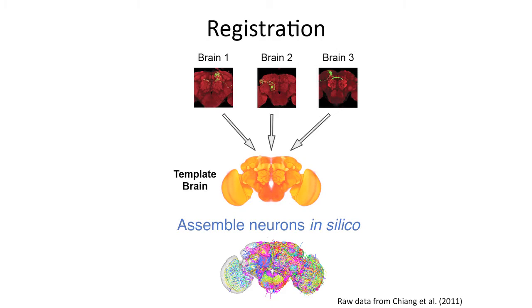NBLAST works by comparing pairs of neurons based on their position in the brain and their morphology. In order to validate the algorithm, we use the fly circuit dataset, a dataset of over 16,000 images of single neurons that has been produced by the lab of Anqin Chang in Taiwan. And in order to use the position of the neurons in the brain, we first need to register each image to a template brain.